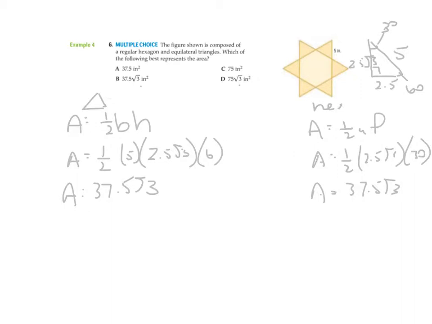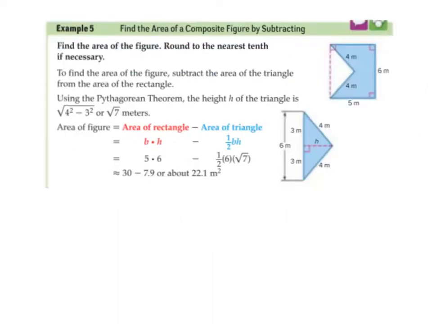Okay, but we want the total area of the composite shape, so we're going to add the two areas together. So the total area is going to equal 75 radical 3. Okay, and that just happens to be one of the answers, so I don't need to change it in the calculator, so the answer to the question is D. Alright, so now we're moving on to example 5, area of a composite figure by subtracting.